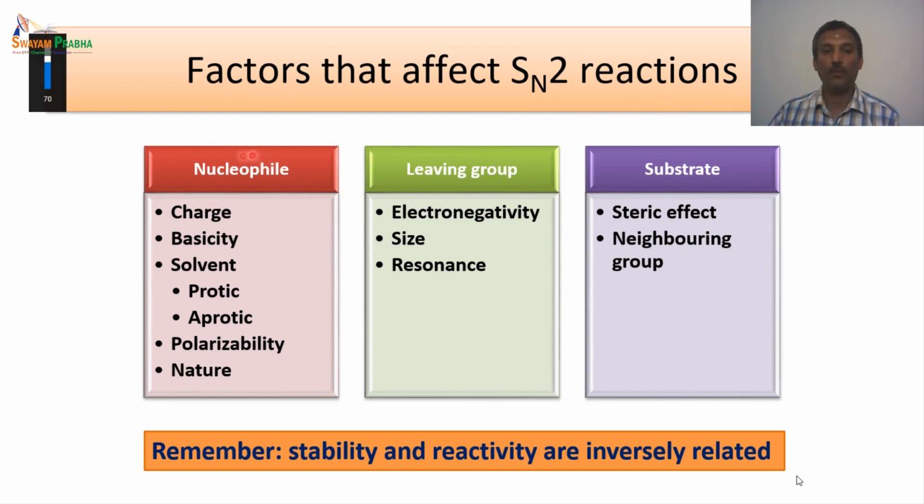We have three major components. One is the nucleophile, another one is the leaving group, another one is the substrate. The leaving group is actually present in the substrate. Here, when we talk about substrate, it is basically the steric effect under the neighboring groups we are talking about, because substrate also has the leaving group, but the leaving group ability is very, very crucial for the reaction to occur. So we are studying about this separately.